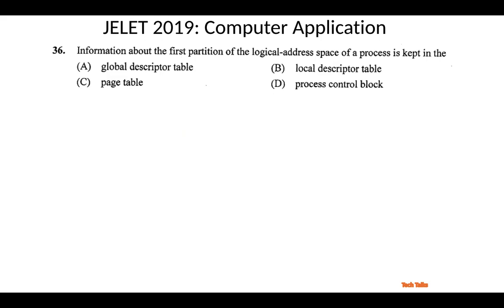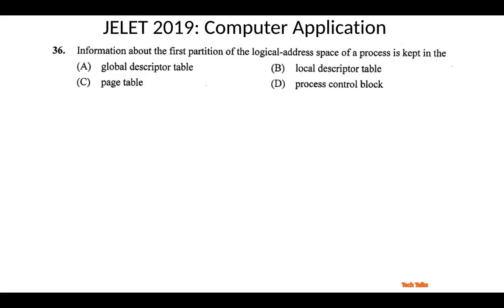So this is the actual question paper of Gate 2019 computer application. The computer application questions start from 36 and go up to 55, 20 questions. So let's quickly start. This question is: the information about the first partition of the logical address space of a process is kept in the.